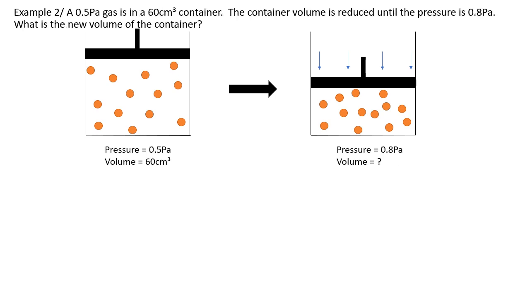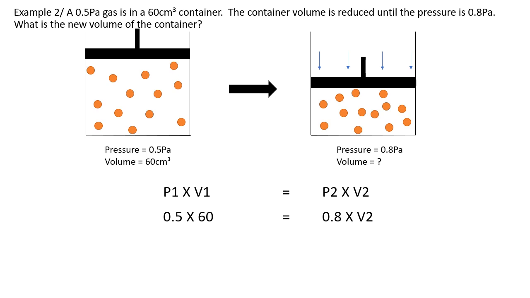Let's look at a second example. A 0.5 Pascal gas is in a 60 centimeter cubed container. The container volume is reduced until the pressure is 0.8 pascals. What is the new volume of the container? So first we can set up our equation, P1V1 equals P2V2. And the pressure in the first picture this time is 0.5 and the volume is 60 centimeters cubed. The pressure in the second picture is 0.8 and the volume is what I want to find.